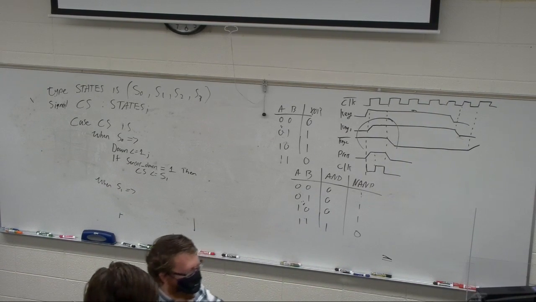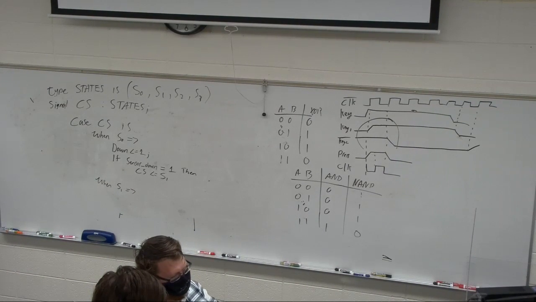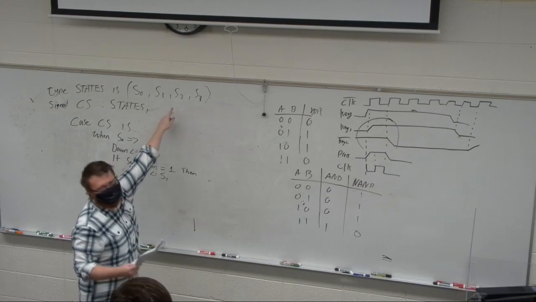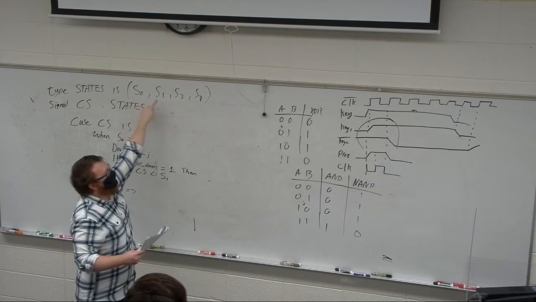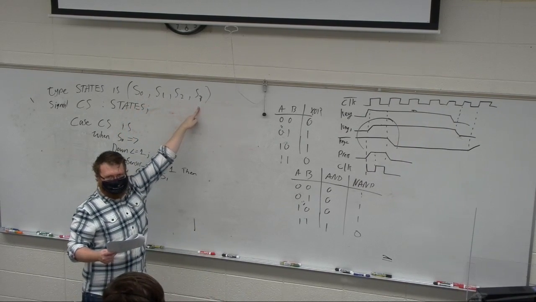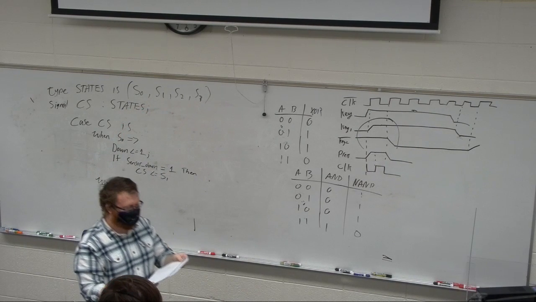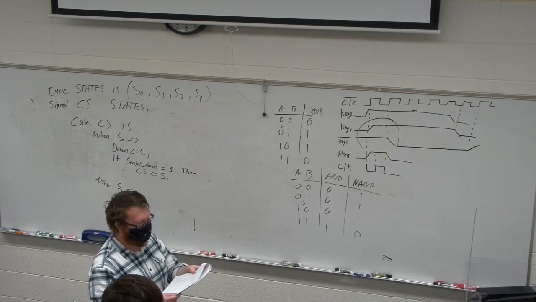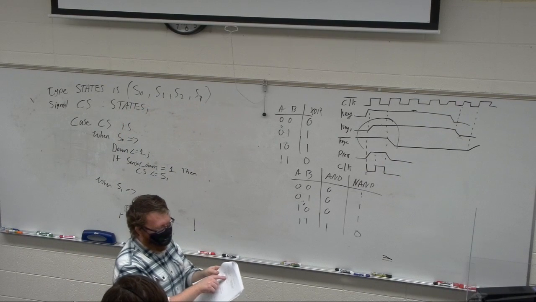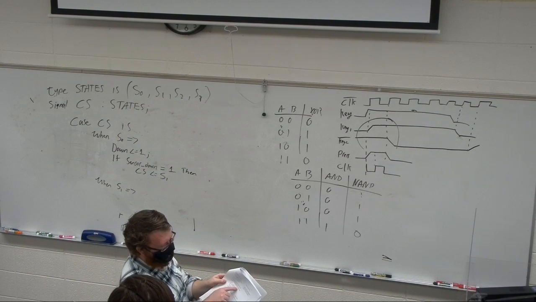So this book has a pretty good example. Architecture is type state type is, and it gives the values. So like yours, you don't have to do S0, S1, or S2. You could call it whatever you want: down, up, going down, going up, or ready to go down, ready to whatever they are. So you give them a name, and then it says signal current state, next state.